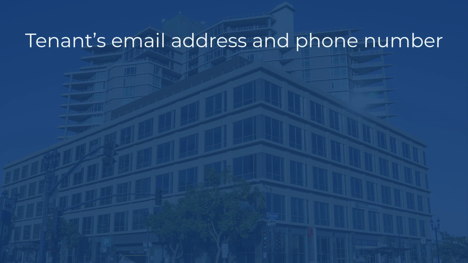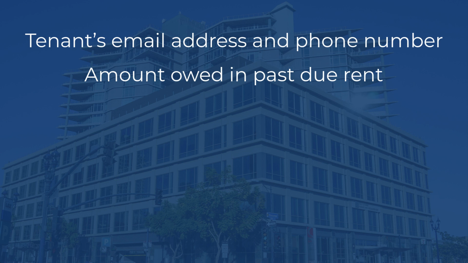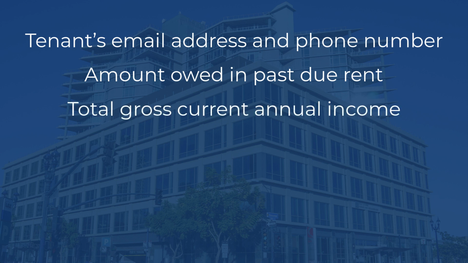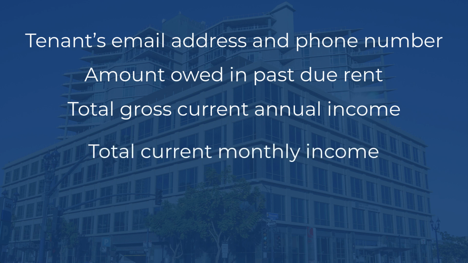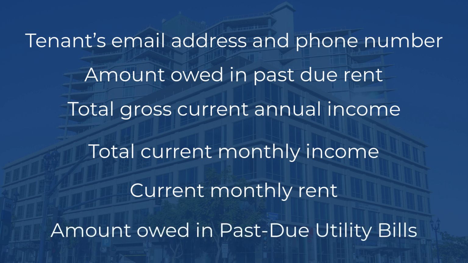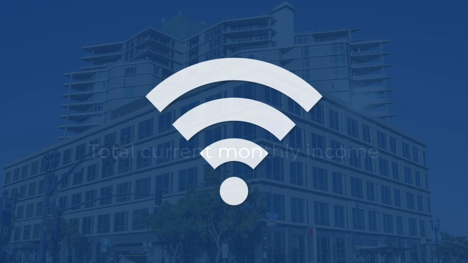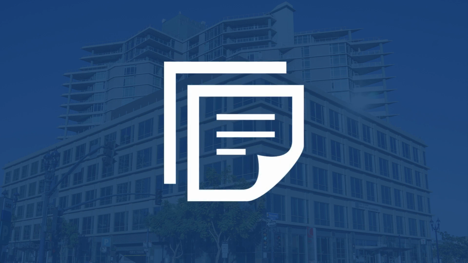Please work together with your tenant to collect the information and the supportive documents that are required to apply for the program. Before you begin, please have the following information available: your tenant's email address and phone number, the amount that the tenant owes in past due rent, the total gross annual household income for calendar year 2020, which includes income for all members of the household, the total current monthly household income, which includes income for all household members, the current monthly rent, if applicable, the amount or amounts the tenant owes in past due utility bills, which may include internet service. You will also be asked to submit supportive documents on behalf of your tenant.